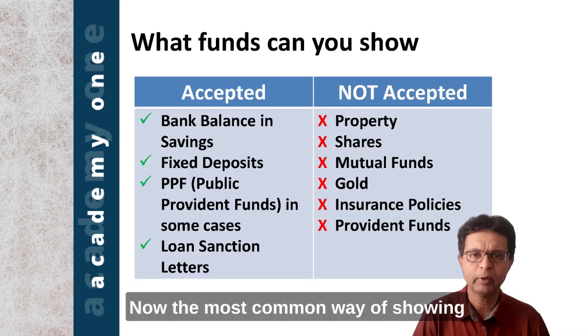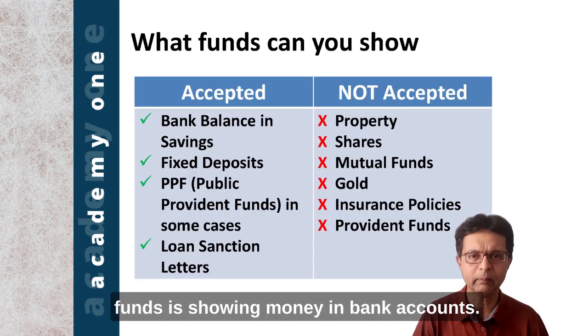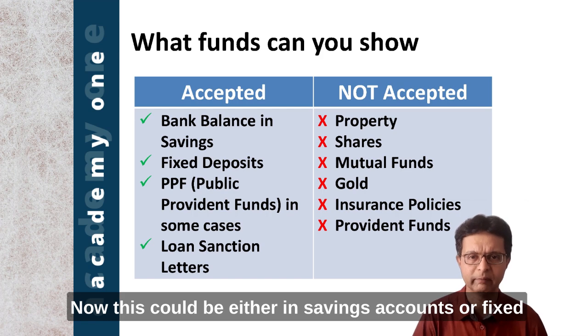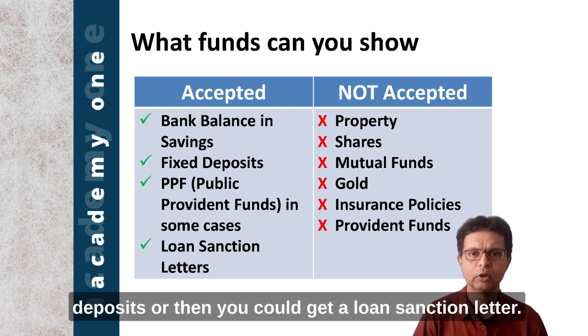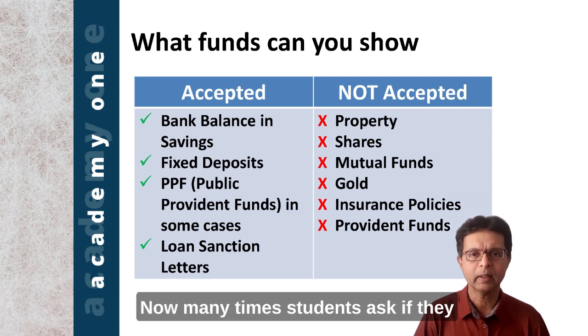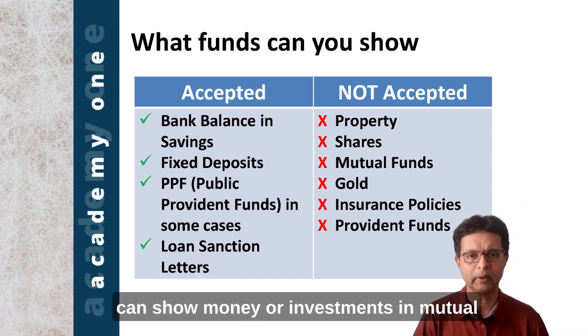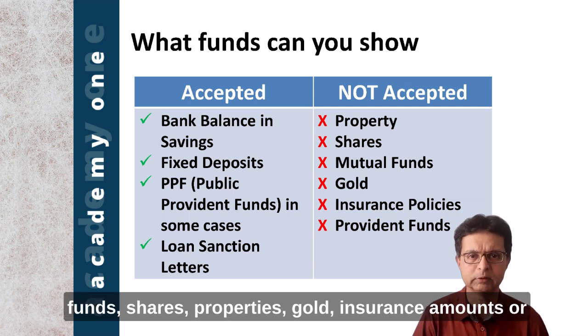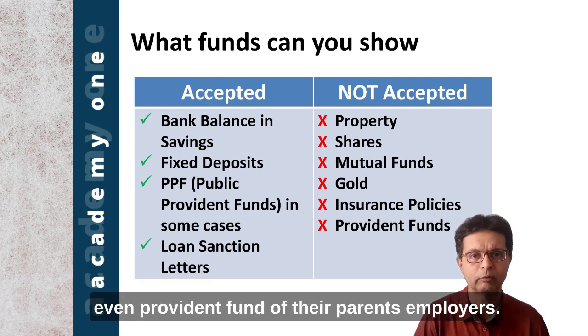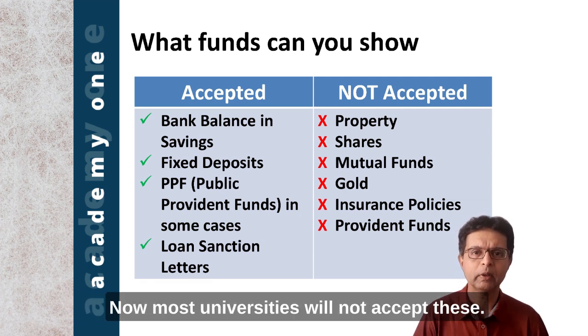Now, the most common way of showing funds is showing money in bank accounts. Now, this could be either in savings accounts or fixed deposits, or then you could get a loan sanction letter. Now, many times students ask if they can show money or investments in mutual funds, shares, properties, gold, insurance amounts, or even provident fund of their parents' employers. Now, most universities will not accept these.